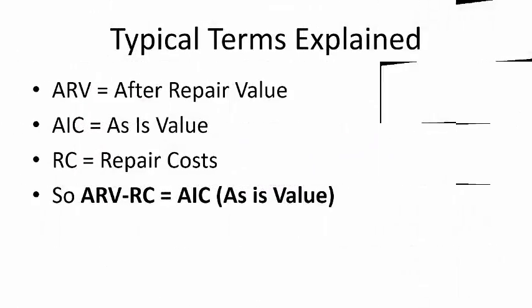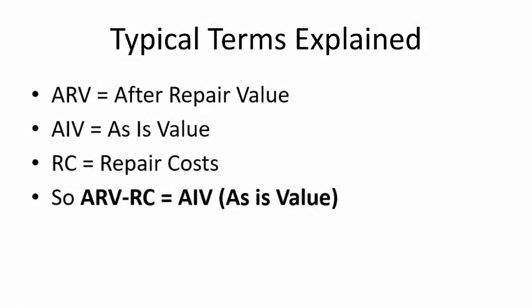What we'll go over next, real quickly, is some typical terms explained. What you'll hear a lot of times is some jargon in real estate known as the after repair value. And what that basically means is, what is the property worth after it's repaired? And there's another term called the AIV. What is the as-is value? And then RC stands for repair costs. So we have the ARV, the after repair value, minus the repair costs equals the as-is value.